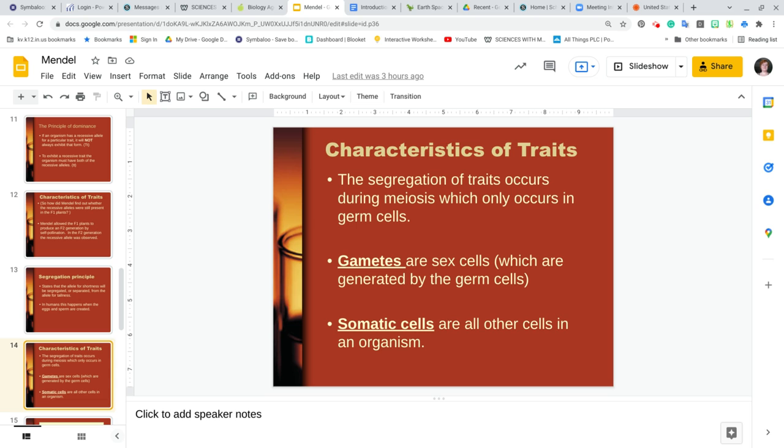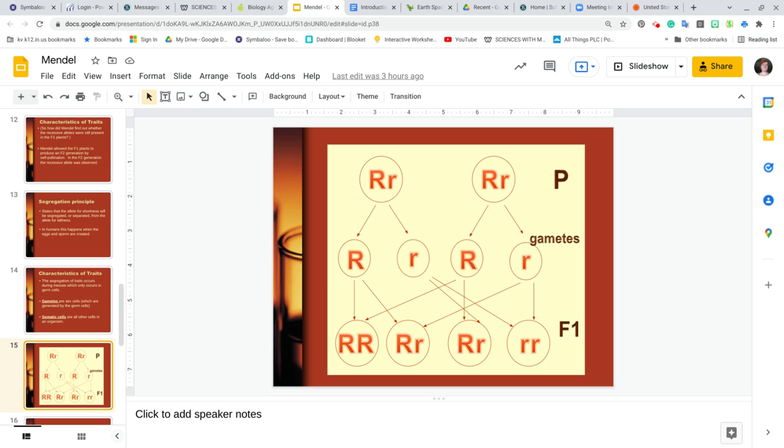Okay? Which brings us back to meiosis. We're back in semester 1. Remember that germ cells are in your gonads, and if you are male, your gonads are your testes, and if you are female, your gonads are your ovaries, and you will produce sex cells based on what you are, biologically speaking. So, sperm or eggs. All other cells in your body are somatic cells.